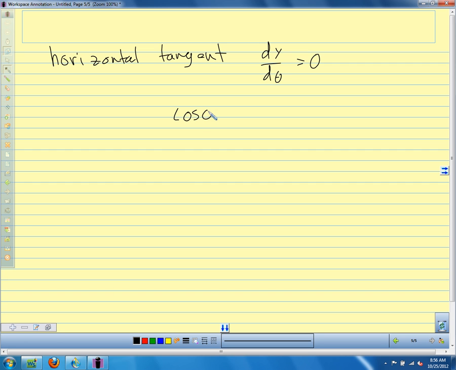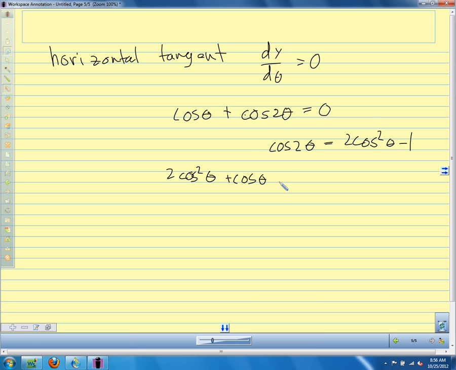So cosine theta plus cosine 2 theta equals 0. Cosine 2 theta is 2 cosine squared theta minus 1. So this turns into 2 cosine squared theta plus cosine theta minus 1 equals 0. So I'm solving this. I want to solve this for where this equals 0. That's what gives me my horizontal tangent, when dy d theta equals 0.